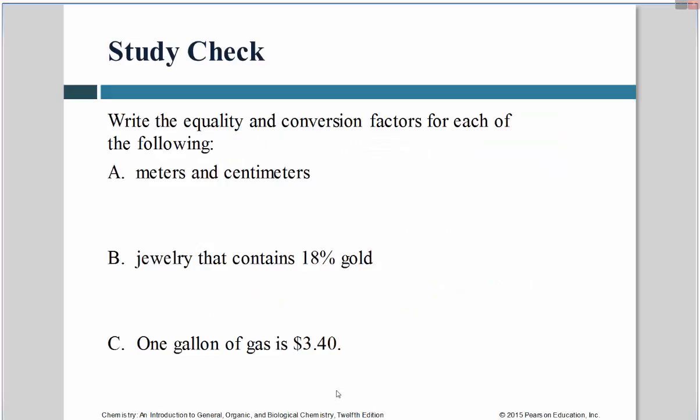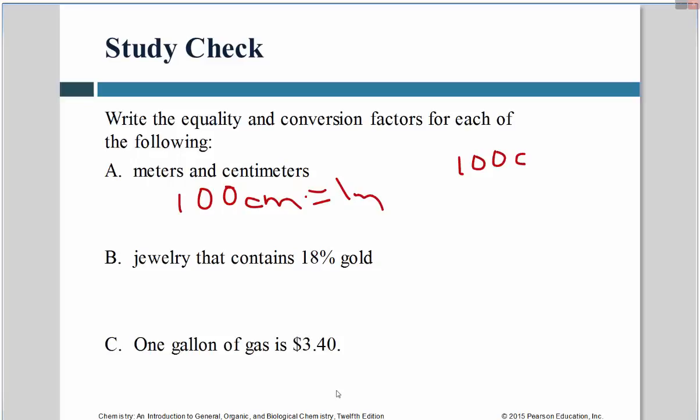So let's do a couple more practice. Meters and centimeters. There are 100 centimeters in 1 meter. That means we could put this into a fraction and into a conversion factor by going 100 centimeters over 1 meter, or 1 meter over 100 centimeters.